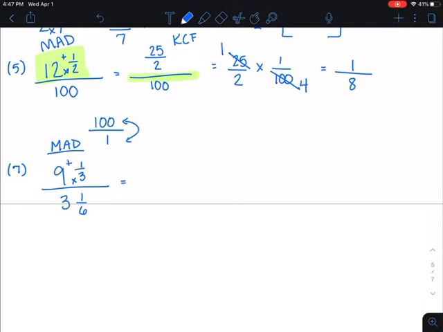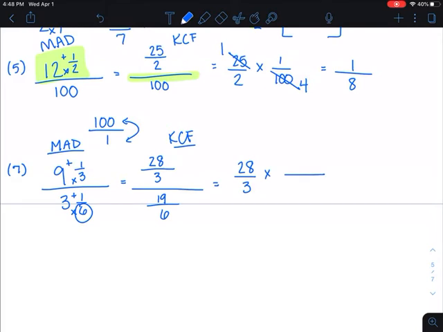So 9 times 3 is 27. 27 plus 1 is 28. I divide by the denominator which they gave me, which is 3. And same thing for the bottom. 6 times 3 is 18. 18 plus 1 is 19. Divide by the denominator that they originally gave me, which is 6. Now we're going to do KCF, keep, change, flip. 28 over 3, keep the first fraction, change division to multiplication, and flip the second fraction.